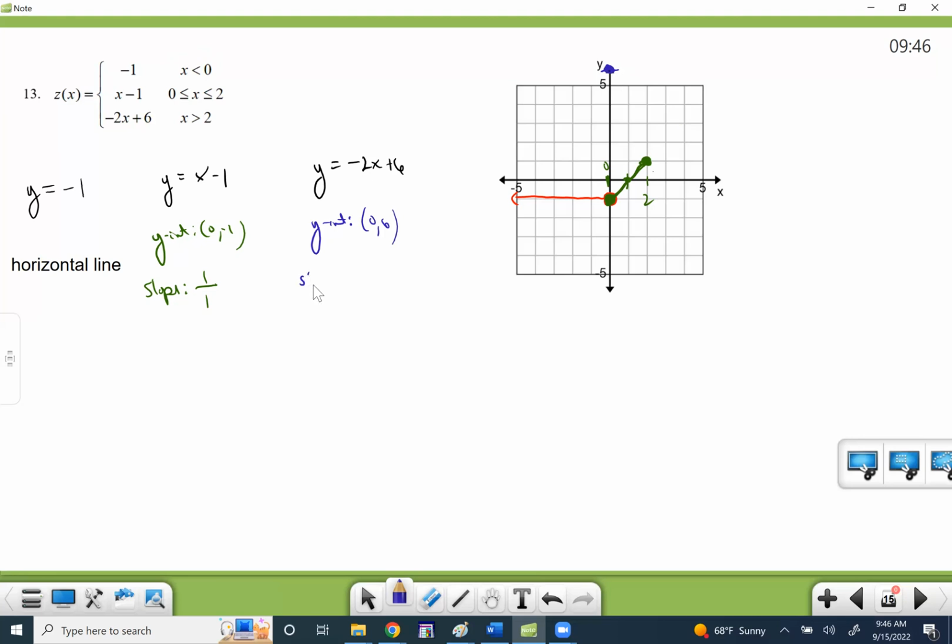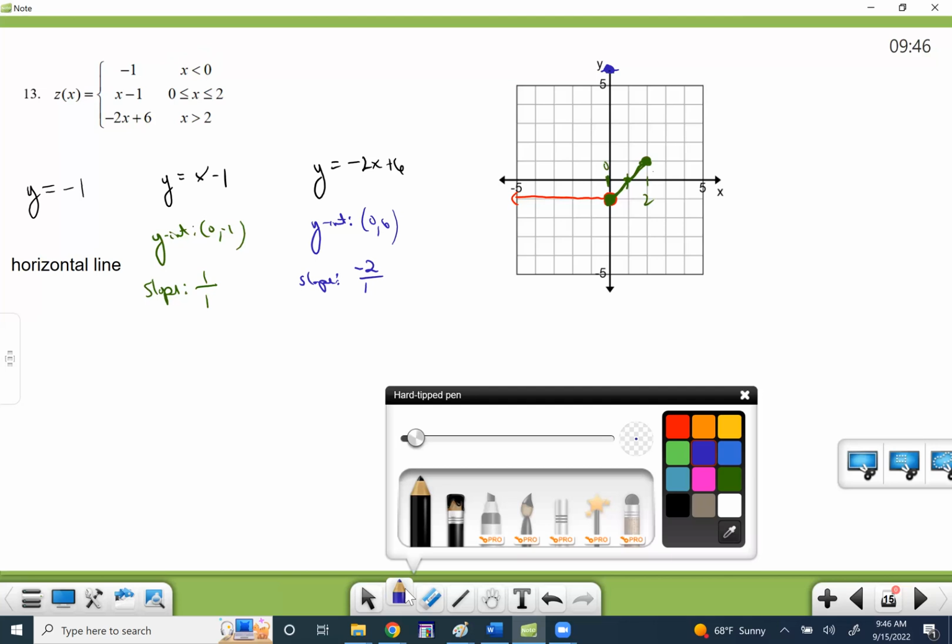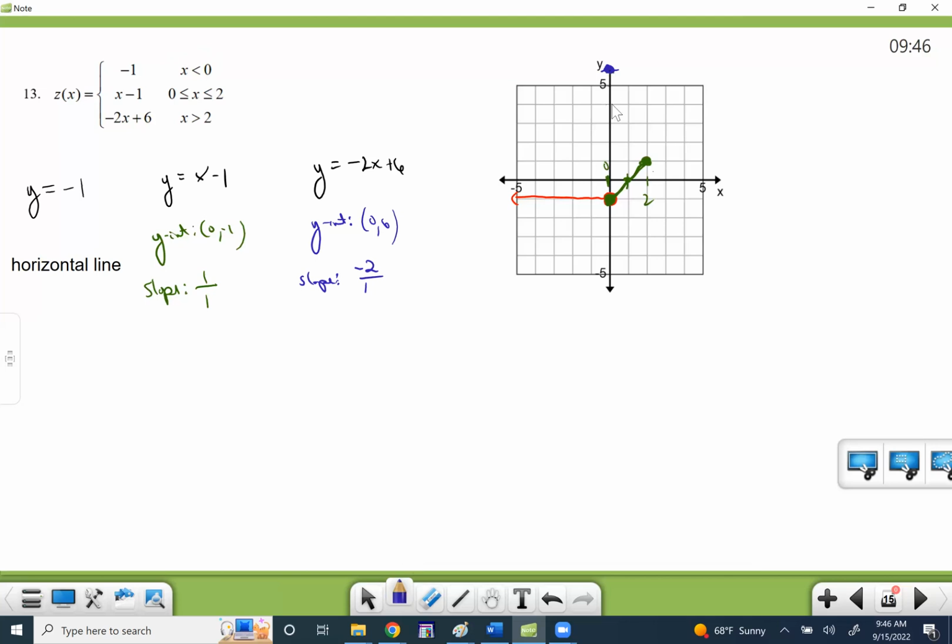And then we can see that the slope is going to be -2 that we'll have to put over 1. So instead of going up, we're going to go down to right 1, down to right 1, down to right 1, down to right 1, down to right 1, etc. And I'm only going to be graphing this when x is greater than 2. So here's where 2 is, all along this line right here. I'm going to go to the right of that.